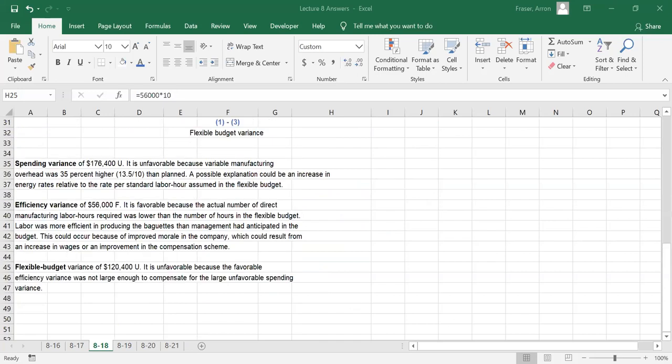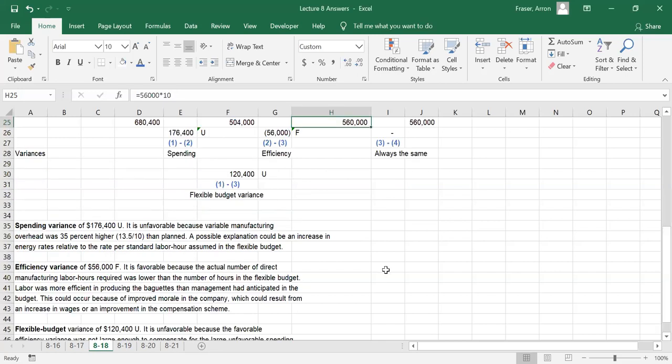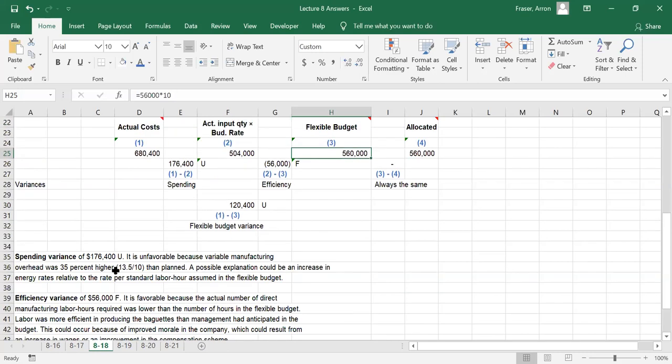And then we're asked to just discuss the variances you've calculated and give possible explanations for them. So for the spending variance of 176,400 unfavorable, we're saying that it's unfavorable because variable manufacturing overhead was 35% higher. So you paid 13.5 as against $10 per hour than planned.